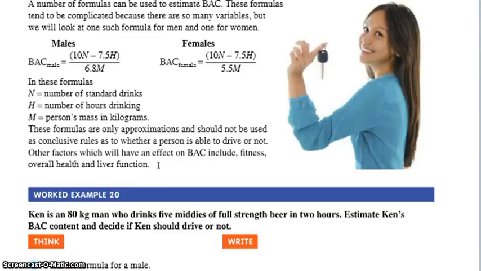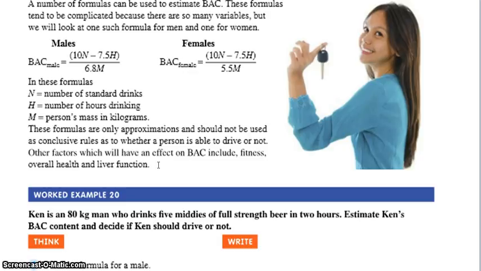Alrighty, so we're looking at blood alcohol concentration, or BAC. We've got a couple of formulas. They do have separate formulas for male and female because it does work out differently. So you do have two formulas. You are given these formulas. You don't have to memorise them. They'll either give it to you on the formula sheet or it'll be given in the question.